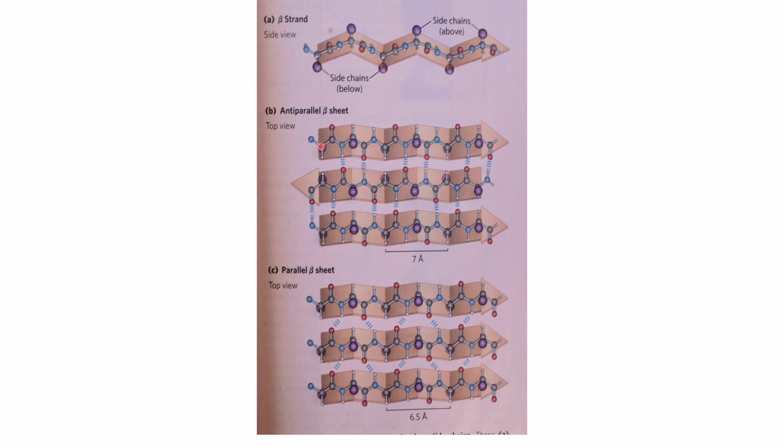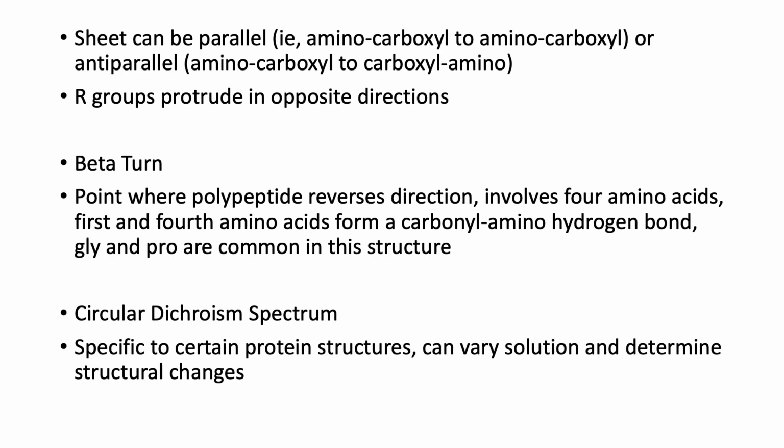You can have them in anti-parallel, with the amino acid at one end, carbonyl at the amino acid here, amino acid, carbonyl, or you can have it in parallel with amino acids all on one side and carbonyl on one side. But this interaction is occurring through and between these bonds here, and you get this kind of parallel sheeting arrangement. So as I said, it can be parallel or anti-parallel, with amino carboxyl and carboxyl amino. The R groups are protruding.